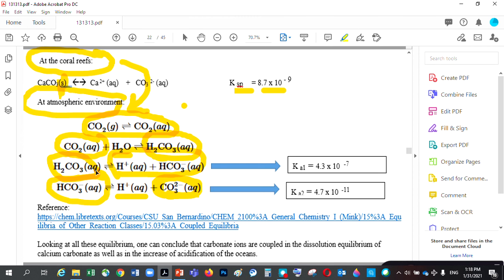And we can see this. We have the carbonic acid aqueous. It has Ka1 of this. The bicarbonate dissociates to give you Ka2 is this. Correct. So now we can look. One can conclude that the carbonate ions are coupled in the dissolution equilibrium of calcium carbonate, as well as in the increase of acidification of the ocean. Here we have carbonate as a product, and here we have carbonate, correct, for both. And that's what couples the dissolution equilibrium of calcium carbonate, as well as increasing acidity of the ocean.